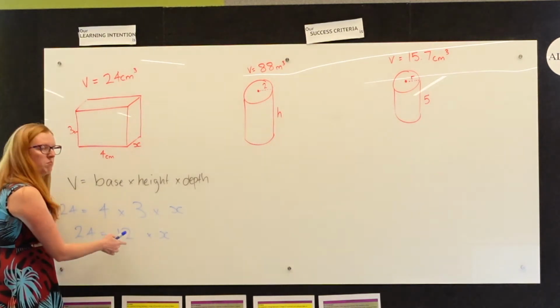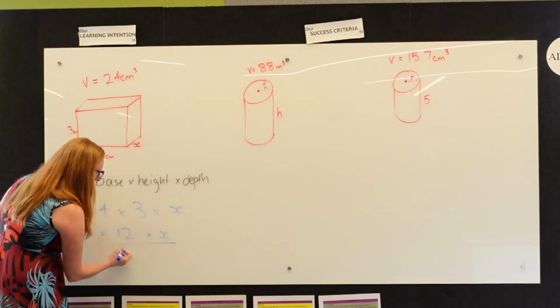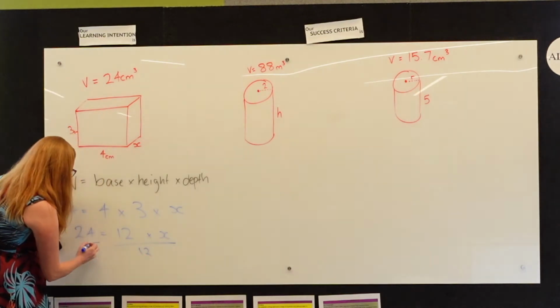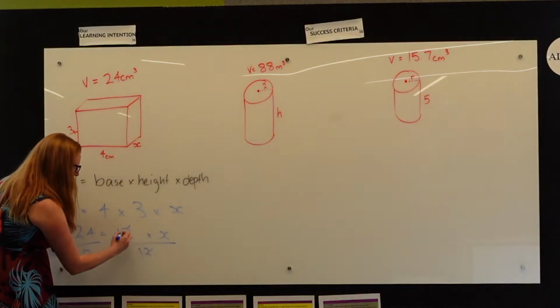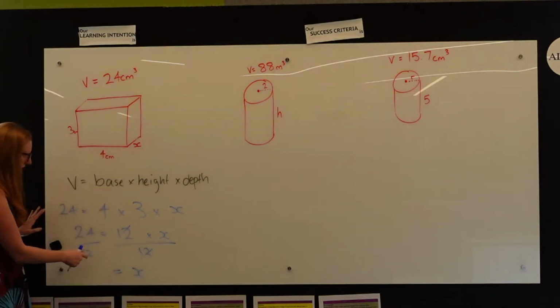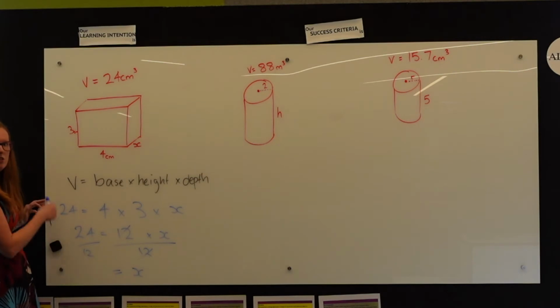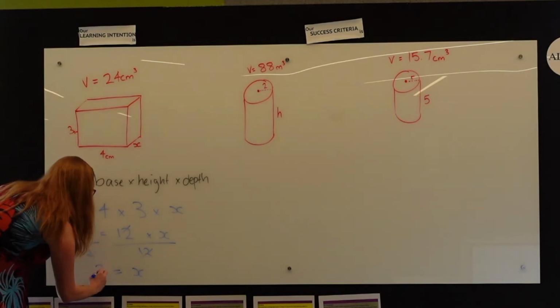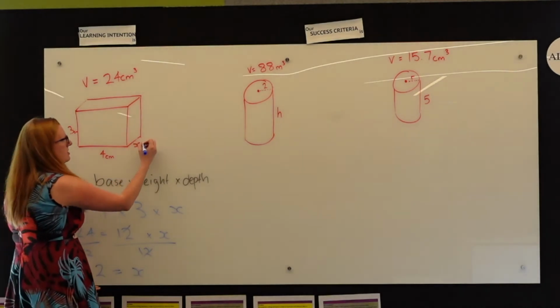So the opposite of multiplying is divide, so I'm going to divide both sides by 12. They've cancelled out. So on the right hand side I'm just left with X, and on the left side, how many 12s go into 24? 2. So X is equal to 2. So that is this length here.